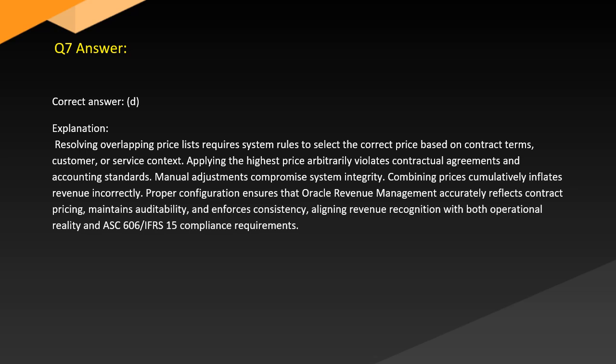Resolving overlapping price lists requires system rules to select the correct price based on contract terms, customer or service context. Applying the highest price arbitrarily violates contractual agreements and accounting standards. Manual adjustments compromise system integrity. Combining prices cumulatively inflates revenue incorrectly. Proper configuration ensures that Oracle Revenue Management accurately reflects contract pricing, maintains auditability, and enforces consistency, aligning revenue recognition with both operational reality and ASC 606 and IFRS 15 compliance requirements.